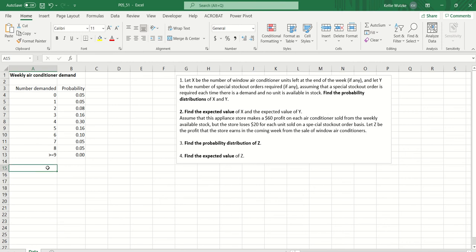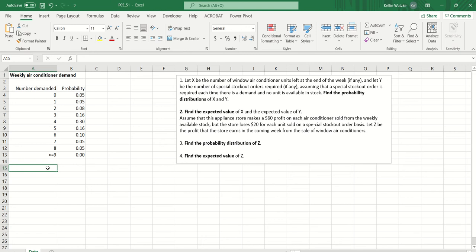Let's take a look at problem number 4 for Module 2 homework. In this scenario, the first part of the problem is to find probability distributions for X and Y, where X is the number of window air conditioner units left at the end of the week, and Y is the number of special stockout orders required, if any.